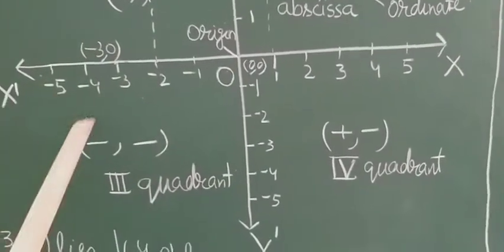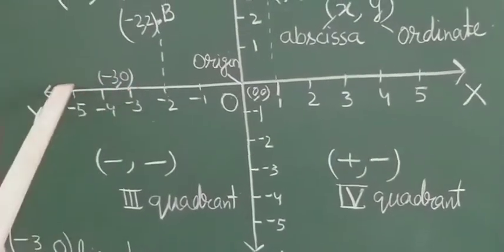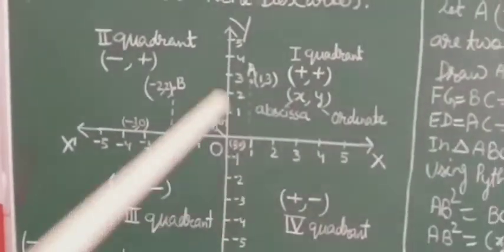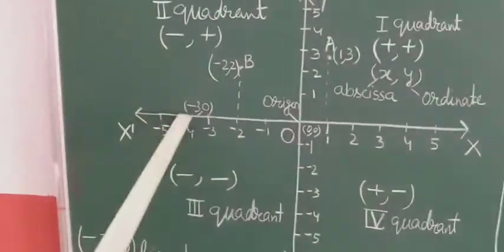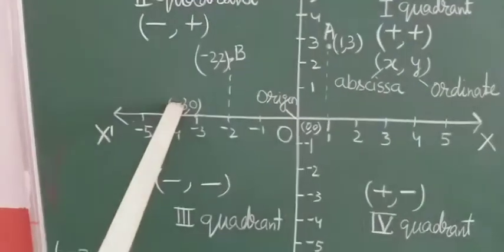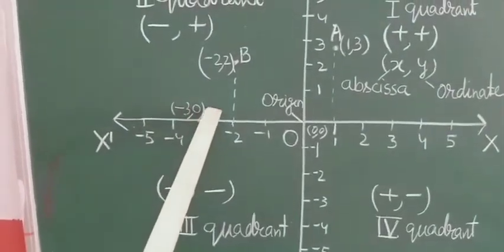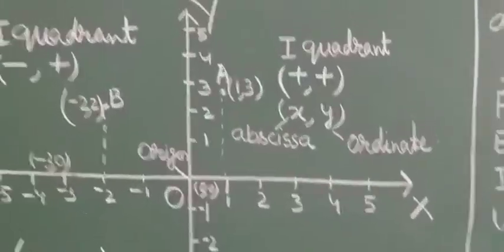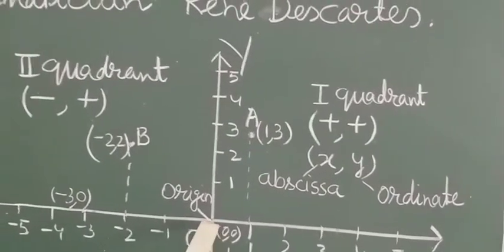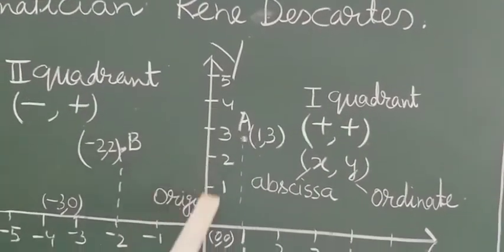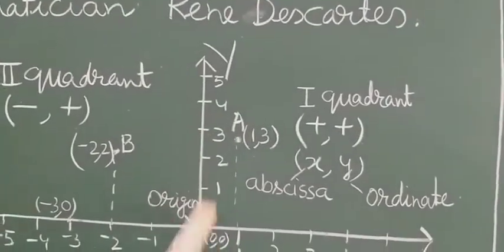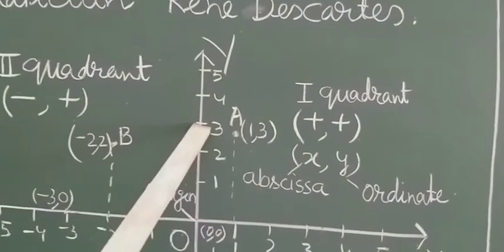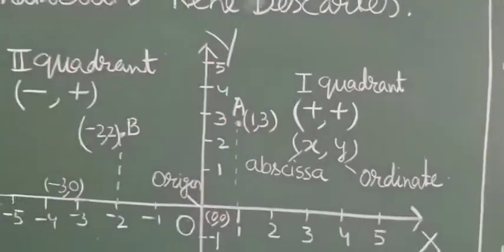Students, if x value is 0 or y value is 0, then the point lies on an axis. For example, minus 3 comma 0, x value is minus 3, y value is 0, it means this point lies on the x-axis. Similarly, students, 0 comma 3, this is 0, this is 3, so 0 comma 3 lies on the y-axis, 3 units above the origin.